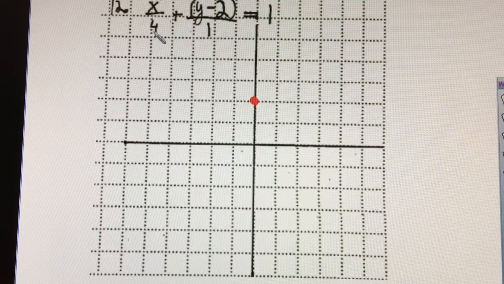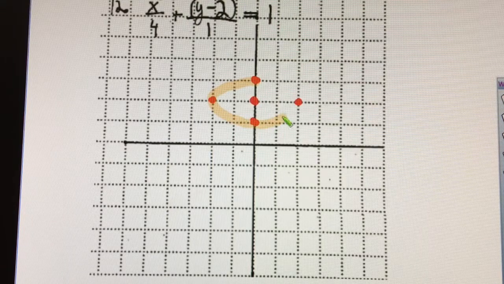Now, underneath the x value is a 4. The square root of 4 is 2, so I'm going to go right 2. I'm going to go left 2. Then the square root of 1 is 1. That means I'm going to go up 1, and I'm going to go down 1. And there's my coordinates to sketch the graph of the ellipse.